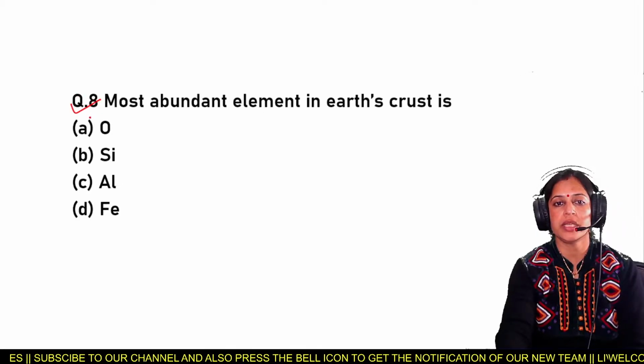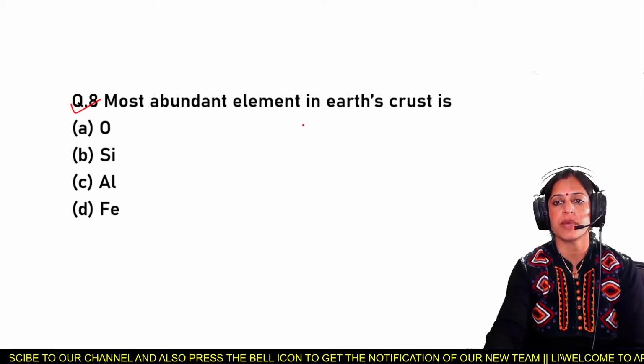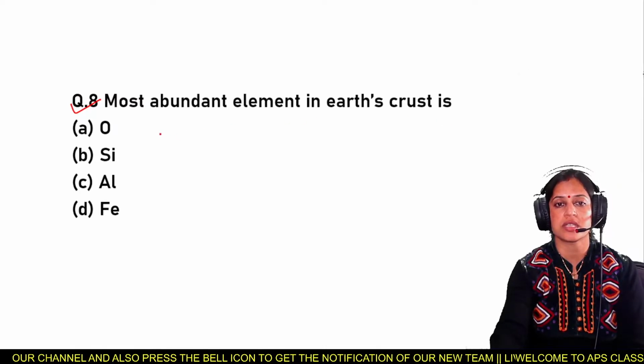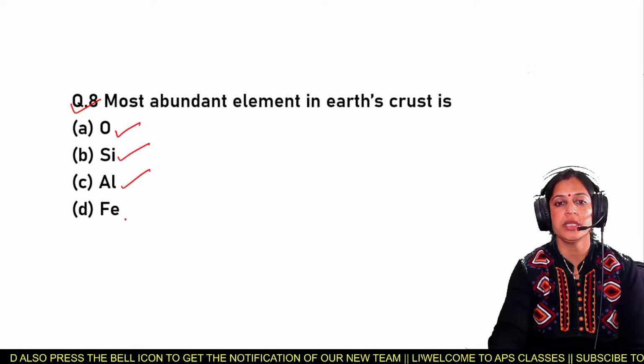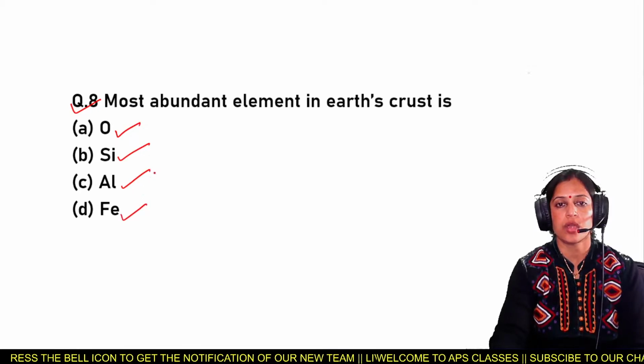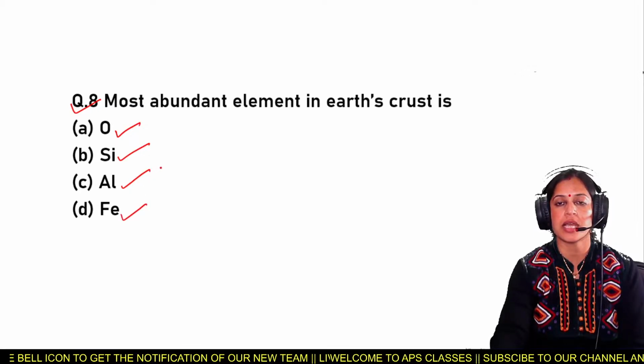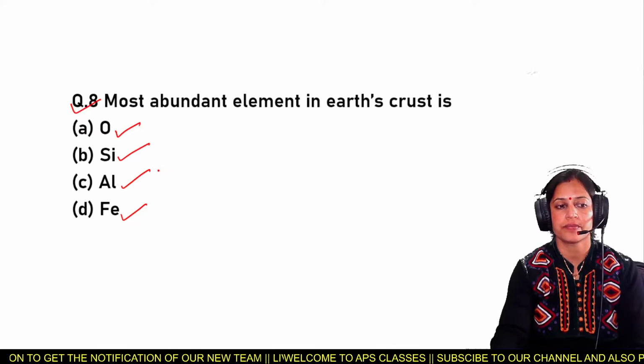Next is your question number 8. Your question number 8 is: the most abundant element in the earth's crust is. Options are oxygen, silicon, aluminium, and iron. So you have to choose the most abundant element in the earth's crust.